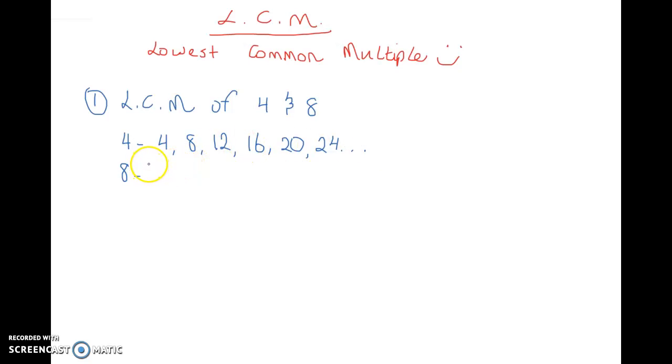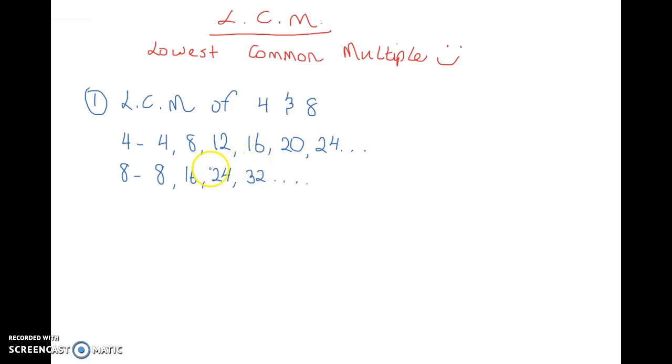So let's list the multiples of 8. So the multiples of 8 will be 8, 16, 24, 32. Again, you can go on and on and on. But once you recognize that we have some common multiples already, we can stop.